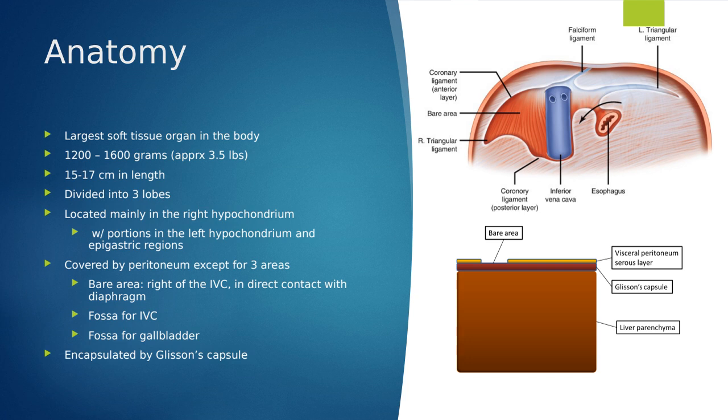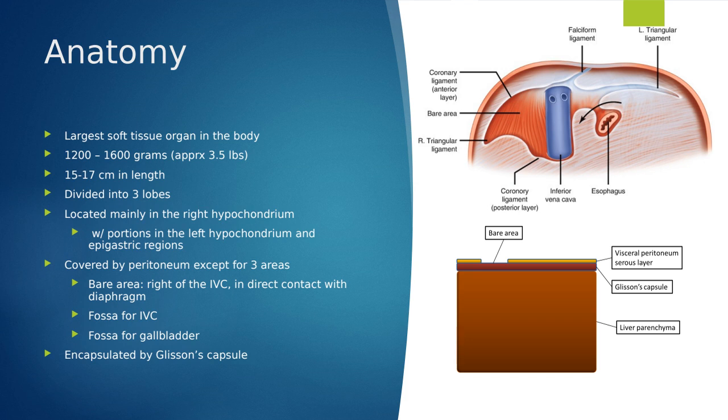Our liver itself is going to be covered by 2 specific layers. We have a peritoneal covering, that's going to be our outer covering. It's going to cover all of the liver except for 3 particular areas. The bare area, which is going to be a region of the upper portion of our liver that is in direct contact with our diaphragm, the area where our gallbladder sits, and the area where our IVC communicates with the liver. So fossa is a fancy medical term for area.